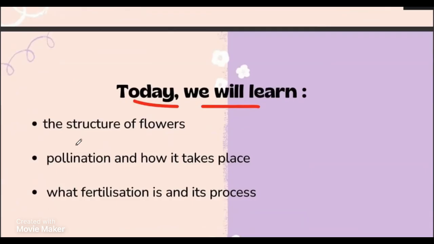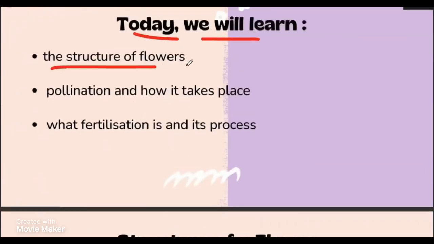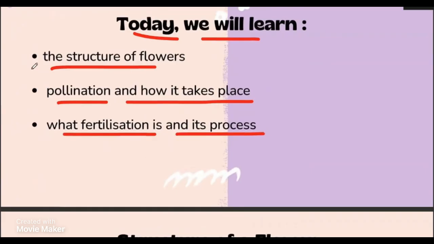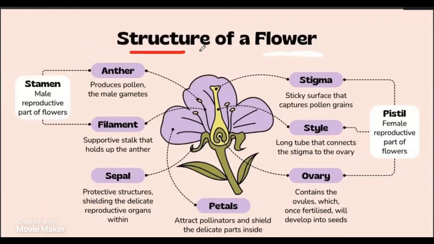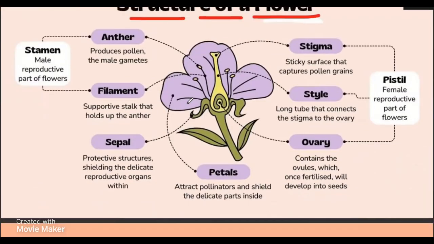Today we will learn about the structure of flowers, pollination and how it takes place, what fertilization is and its process. I hope you are getting the idea about what we are going to learn in this video today. This is the structure of a flower. As you can see, this is the flower and we have mentioned all the parts of the flower here.